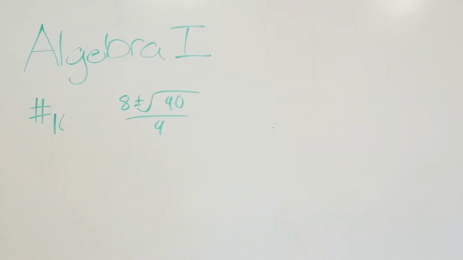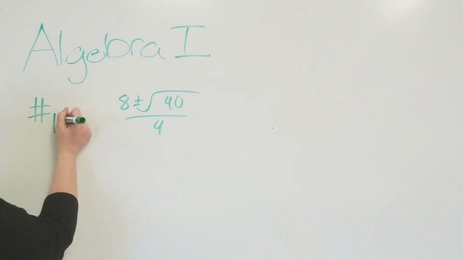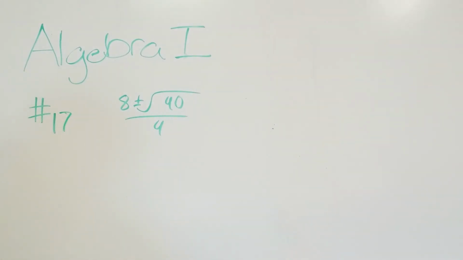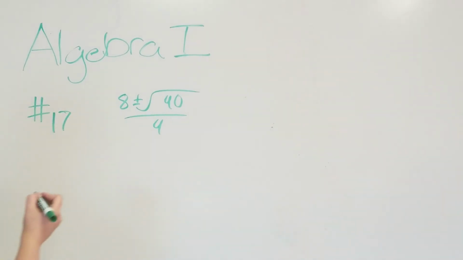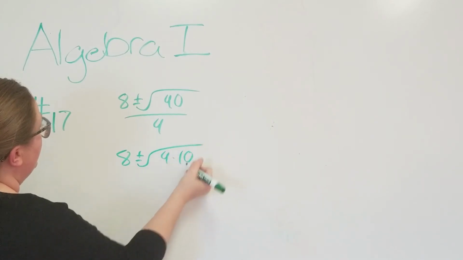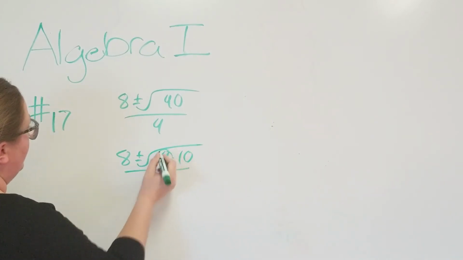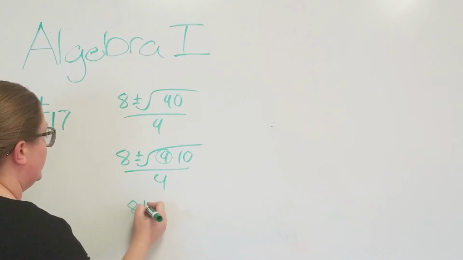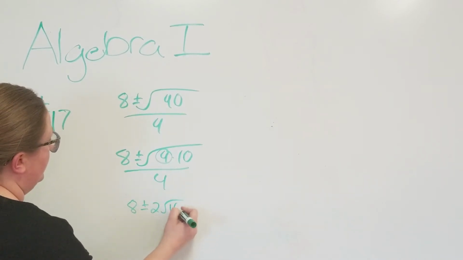It is not. Your perfect square root numbers, if you'll remember, are 1, 4, 9, 16, 25, 36, 49, 64, 81, and 100. So this 40 does not have a square root, but does it have a factor that does? So 40 is divisible by 4. So you're going to separate this and say 8 plus or minus the square root of 4 times 10 over 4. All right, so this has a square root. The square root of 4 is 2, so it's going to come out here. 2, you still have square roots of 10 over 4.